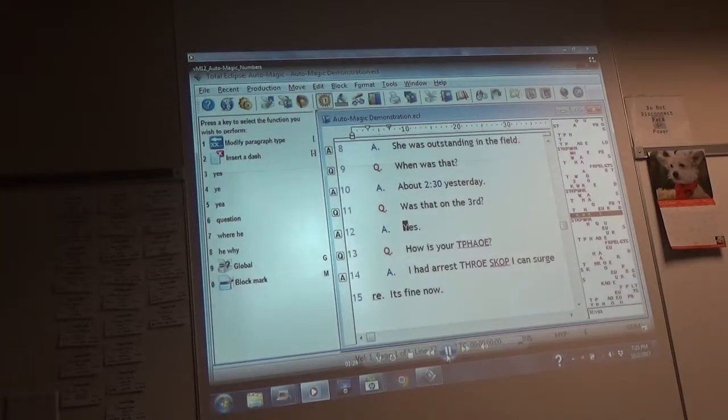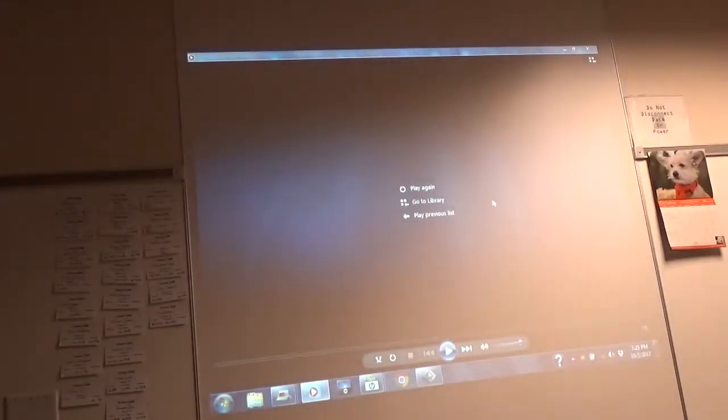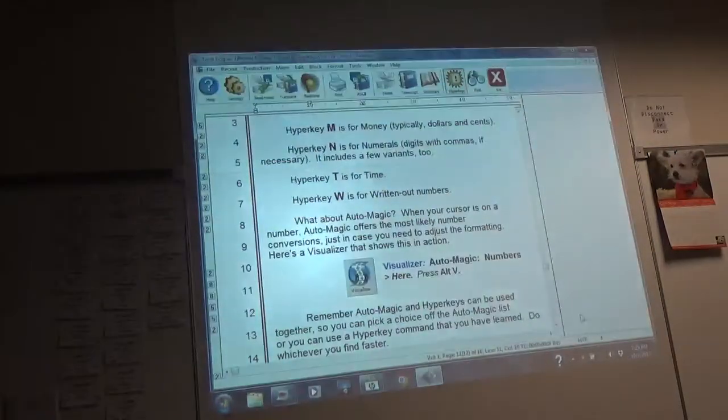Very good. Formats numbers properly as you write, but sometimes context may be unclear. For those times where you need to change the format of a number, AutoMagic makes it possible to do so with a very minimum of steps. Got it? Got it? That was a question. Yes. Got it?